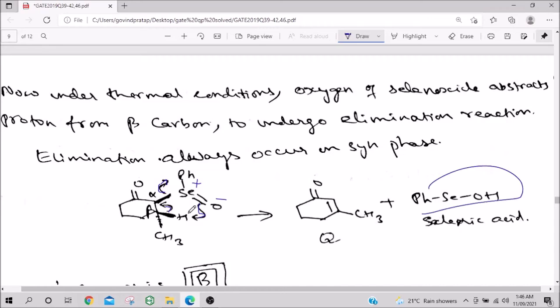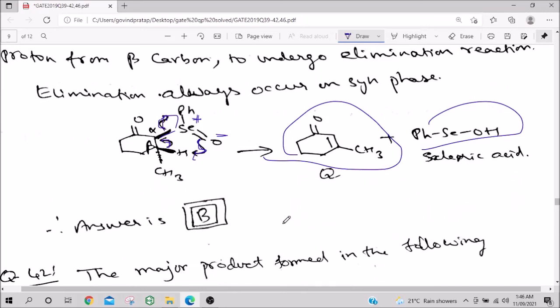So it's very simple, you just look at it. First selenium attack, then you had oxygen. So this oxygen has negative polarity quite a lot. Compared to selenium, oxygen is more electronegative, so it pulls electron towards itself. So this goes and attacks this proton on the neighboring carbon, and then this eliminates out, and you are getting this alpha beta unsaturated ketone. So that's what it is, and you get this product B.